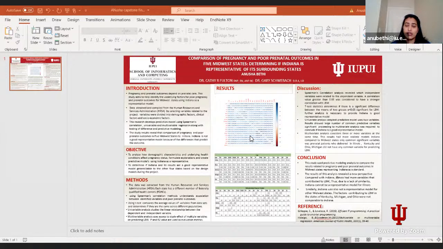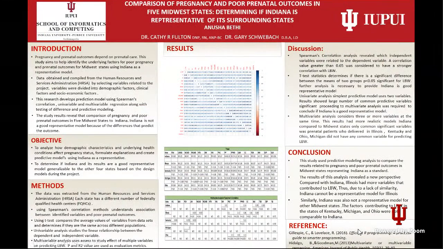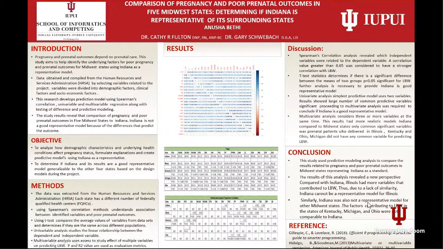Coming to the results. If we look into the results, the first graph that we plotted was Spearman correlation. Anusha, sorry to interrupt you. Could you please zoom in a little? We are not able to see the results or the figures. Yeah. Is it clear now? Yeah, slightly better. Thank you.